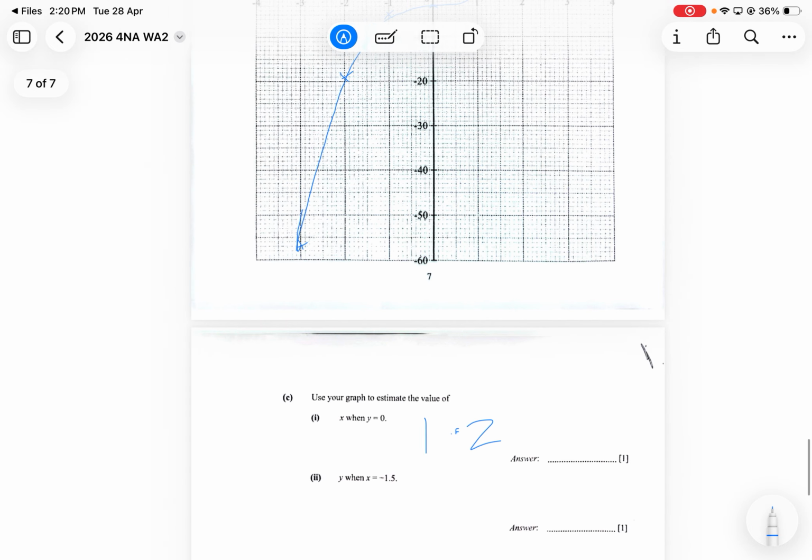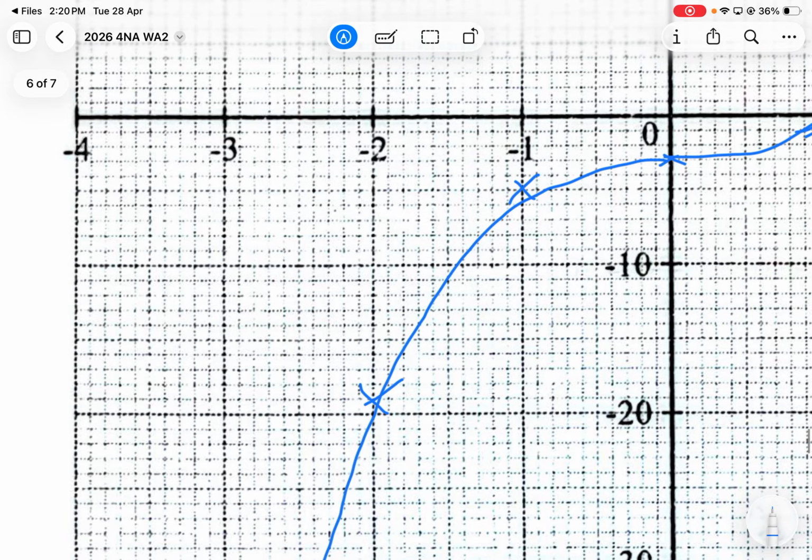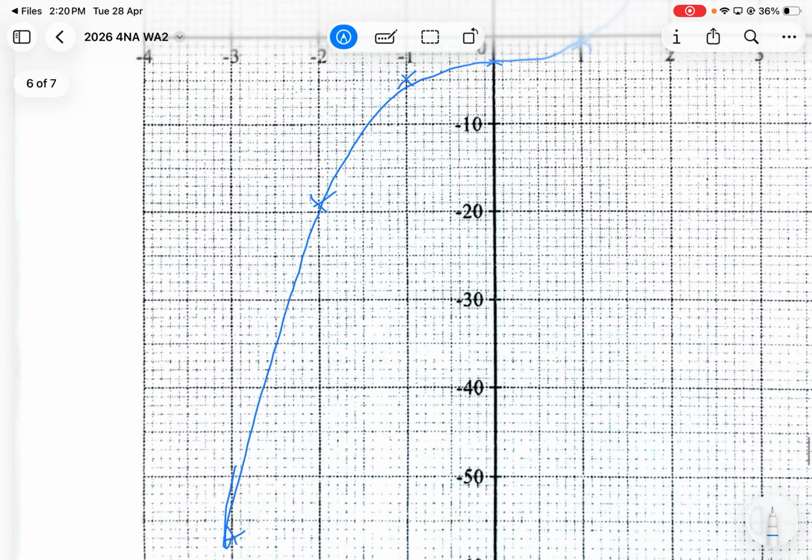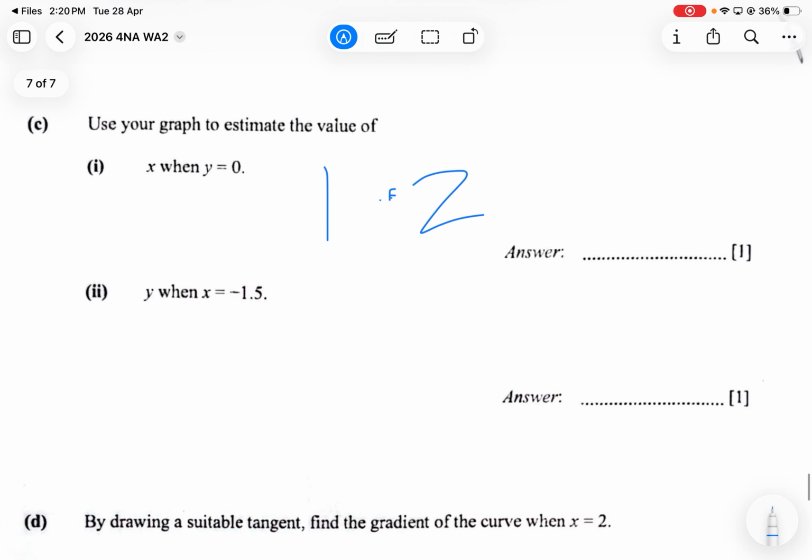Y when x equals negative 1.5. So when x equals negative 1.5, come down, it should be negative 10 or negative 11. Okay? Anything near negative 10, negative 11, you all should be correct.